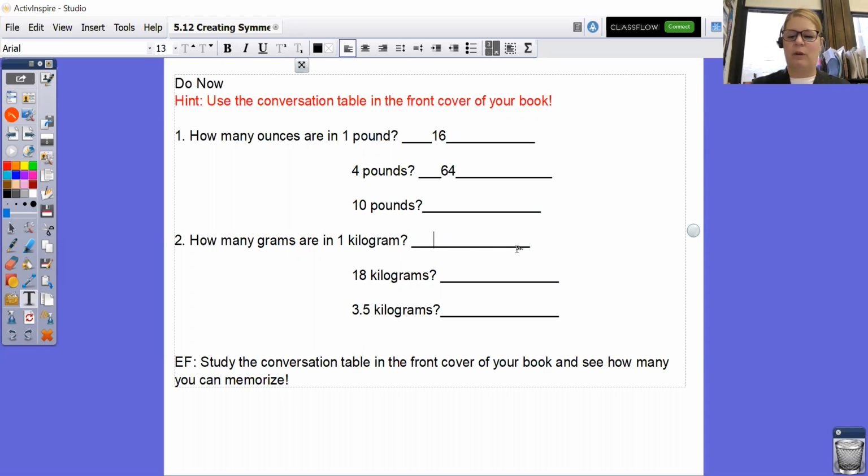I'm going to click in here. I'm going to write 1,000. And there we go. We have 1,000 grams in a kilogram. So to figure out 18 kilograms, I'm going to multiply 18 times 1,000. And I get 18,000. Please do 3.5 on your own.